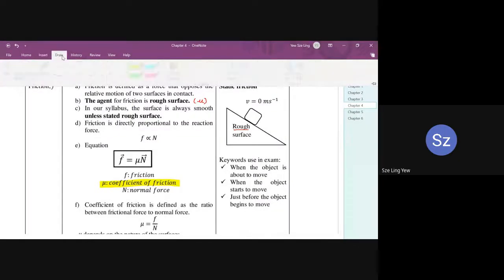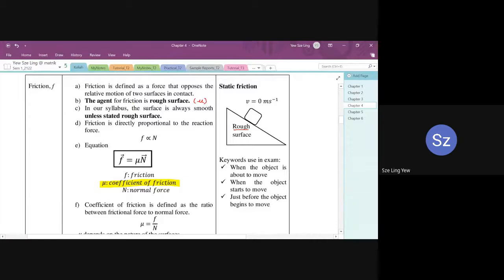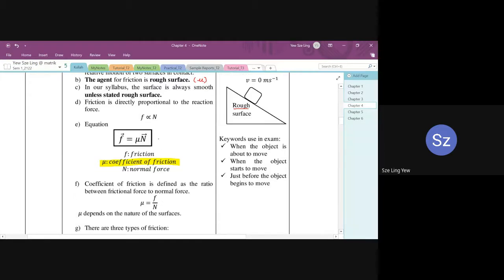So whenever you are given the value of the coefficient of friction, it carries a hidden meaning: you have a rough surface. In our syllabus, the surface is always smooth, unless the question tells you it is a rough surface, or unless the question gives you mu, the value of the coefficient of friction. Friction is directly proportional to the reaction force. Therefore, we have F equals mu N. Okay, F equals mu N. This is very important.